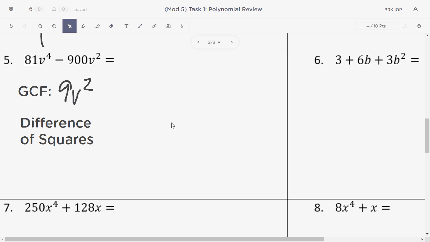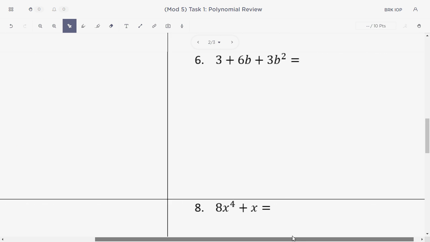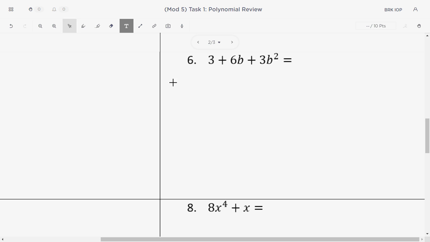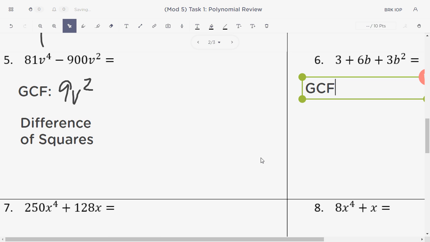That's going to be difference of squares. Okay? Pause and do it now or do it later, whichever makes you happy. I'm going to go to number 6. And again, I'm going to make a note, but I'm not going to work this one. You're going to pull out the GCF, which is going to be 3. And then you're going to factor the trinomial.